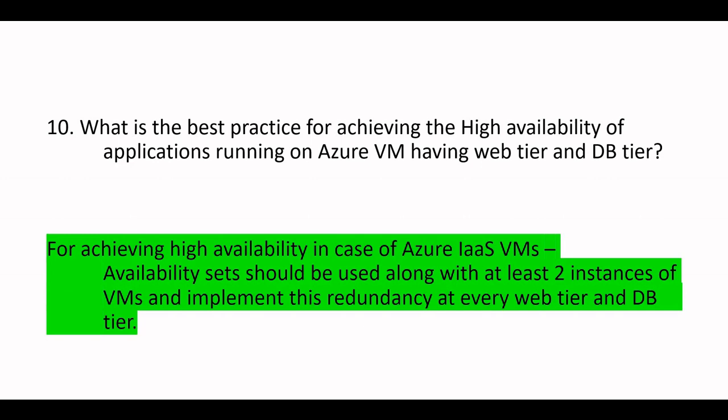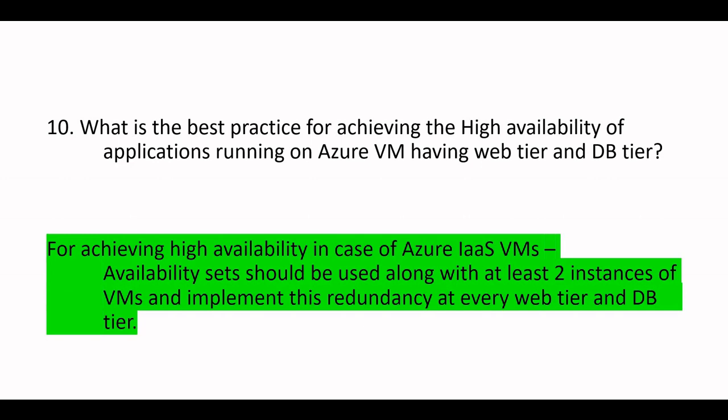When we put virtual machines in availability sets, Azure basically puts your VMs into different fault domains and upgrade domains. When it puts your virtual machines into different upgrade domains and fault domains, there will be no single point of failure, and your machines will be safe. In case one machine is down, the other machine will be up and running. So what is the question?